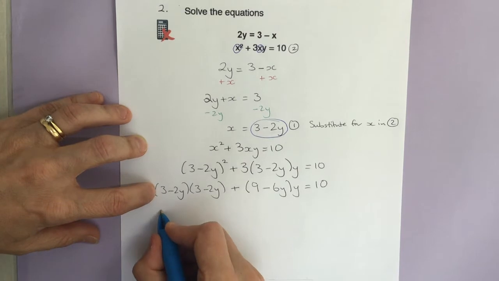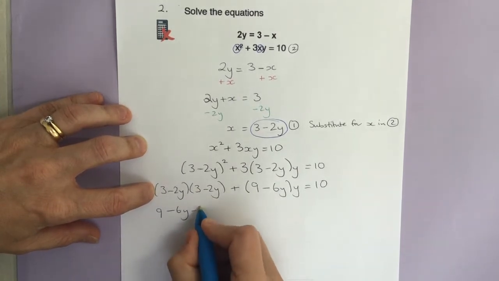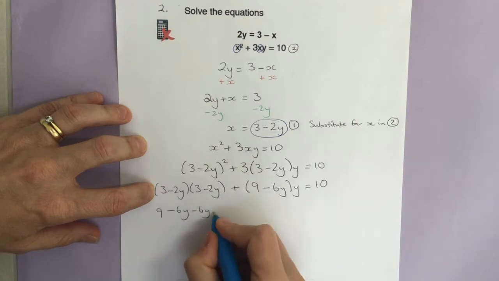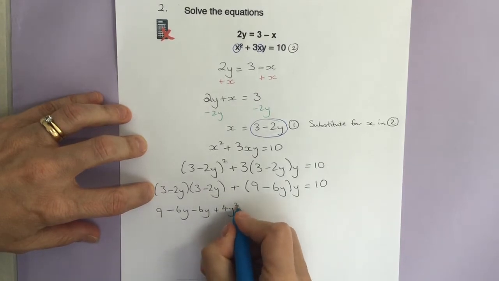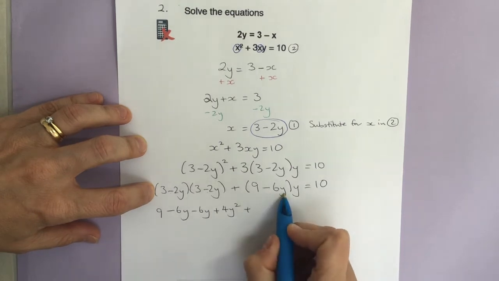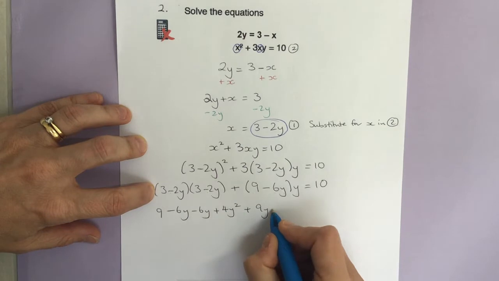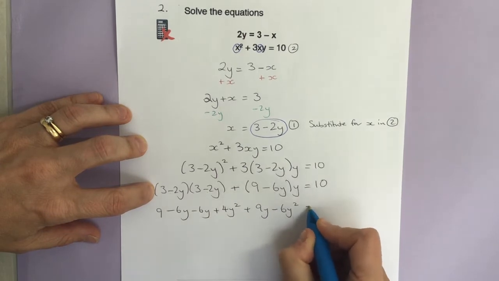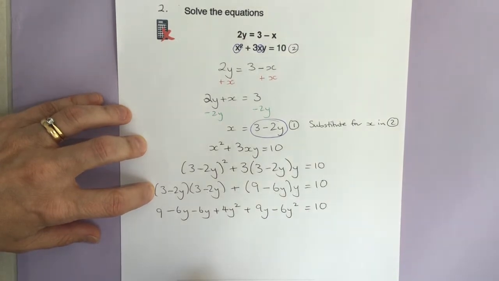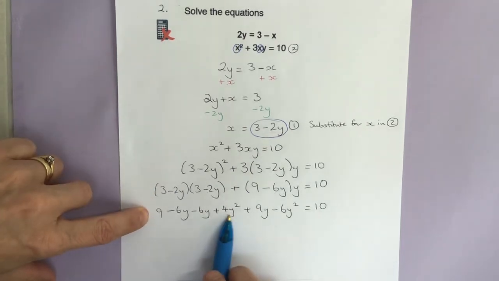So FOIL rule, 9 minus 6y minus 6y, minus times a minus is a plus 4y squared. And then here I've got to multiply this expression by y, so plus 9y minus 6y squared, and that's equal to 10. So let's collect my like terms here now. And you can see, hopefully, we've now got a quadratic in y.